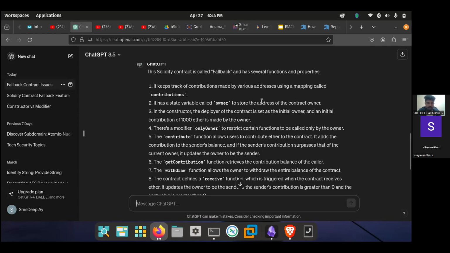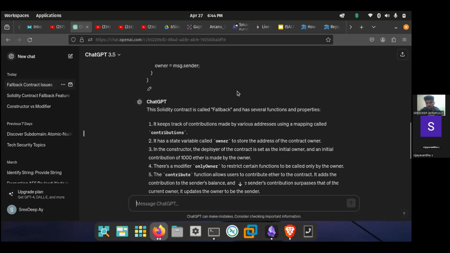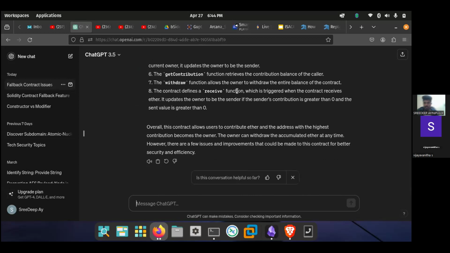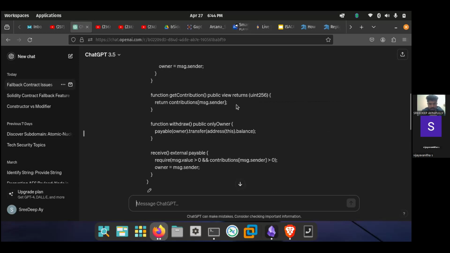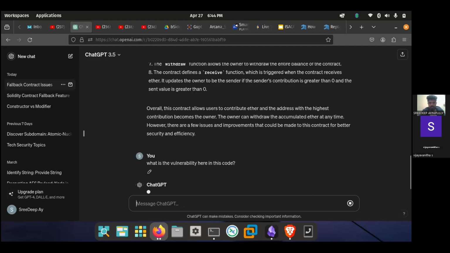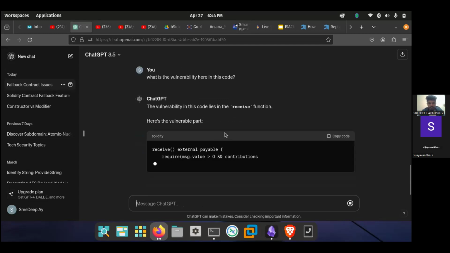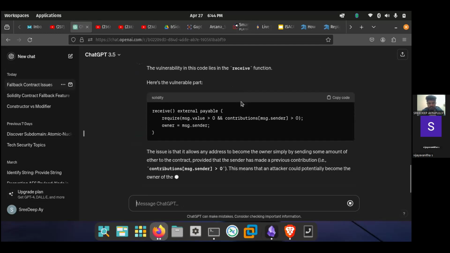So this is the thing which you are seeing right now. If you give any code here, it is going to analyze the code, and sometimes it will point out the vulnerability here as well. So if you search what is the vulnerability here, see, it identified the vulnerability in the receive function.